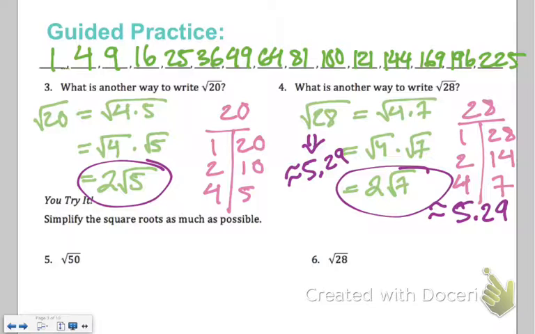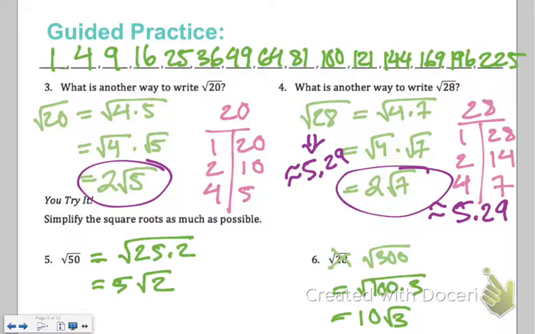So now you try it in number 5 and 6. We have the square root of 50 and the square root of 28. You know what? We're going to change that on our handout. Let's change that to the square root of 300. I'll be sure to have it printed as the square root of 300 on your class handout. So unpause this video for the solution. It should take you about 2 minutes to get through. Unpause the video for the answer.